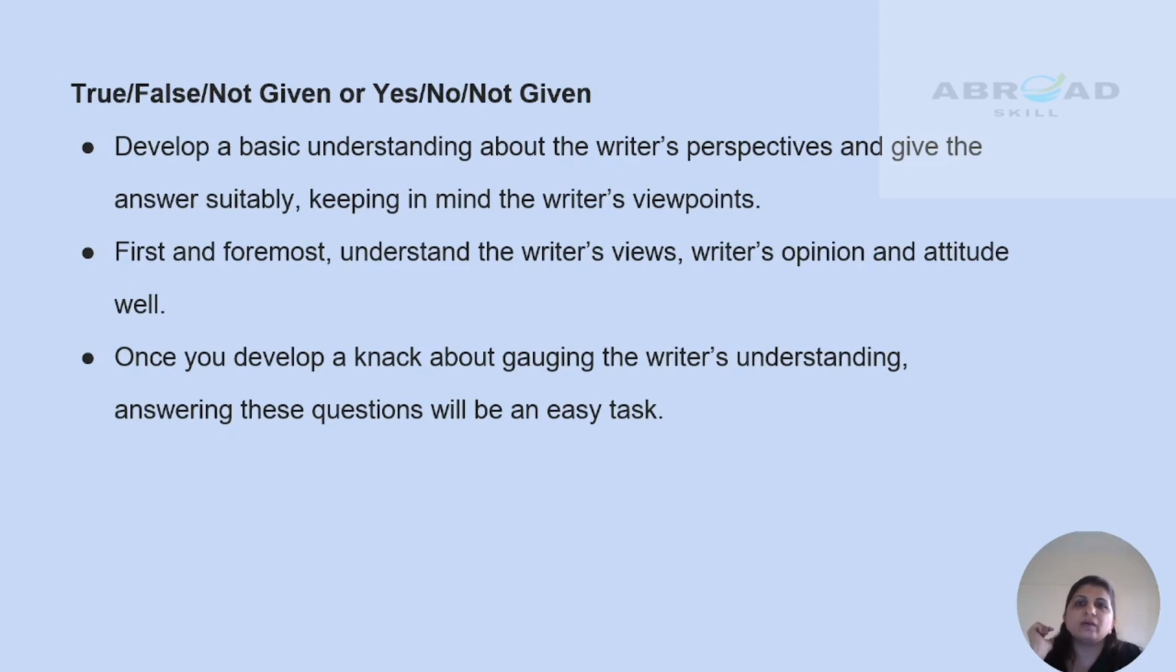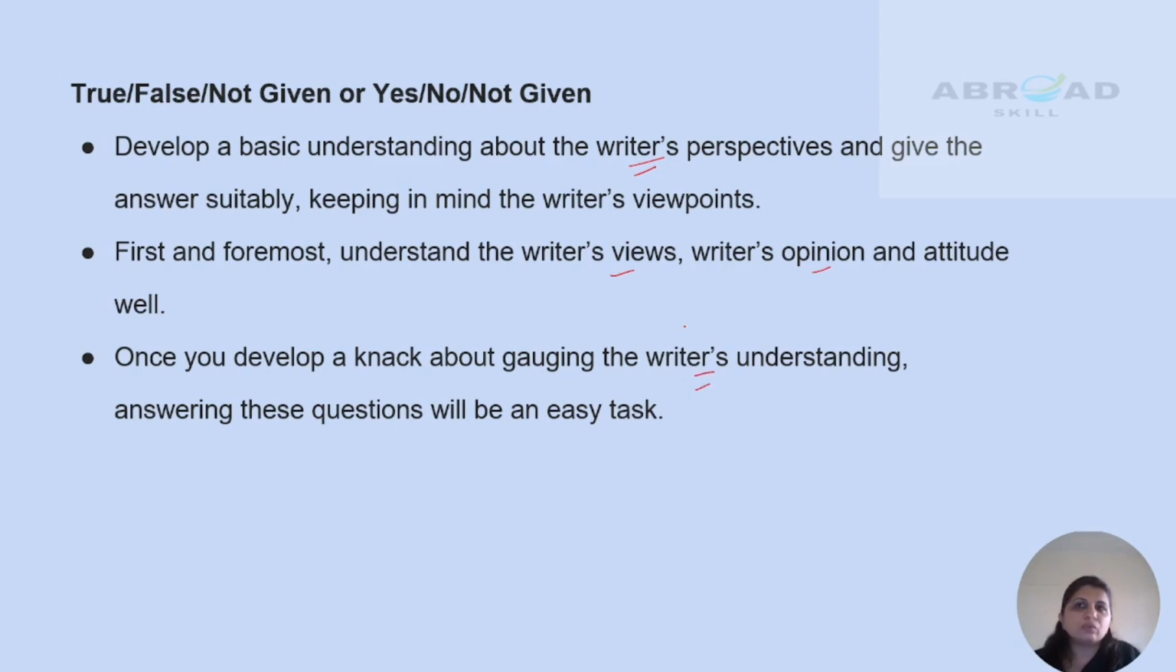Alright. The next type is true, false, not given, or yes, no, or not given. So based on the instruction, you need to answer the question. So here you need to understand what the writer is talking about, what his or her viewpoints are. And based on that, you need to understand what his perspective is, and why he is mentioning such details, right? So once you understand the writer's view, this task becomes very easy.